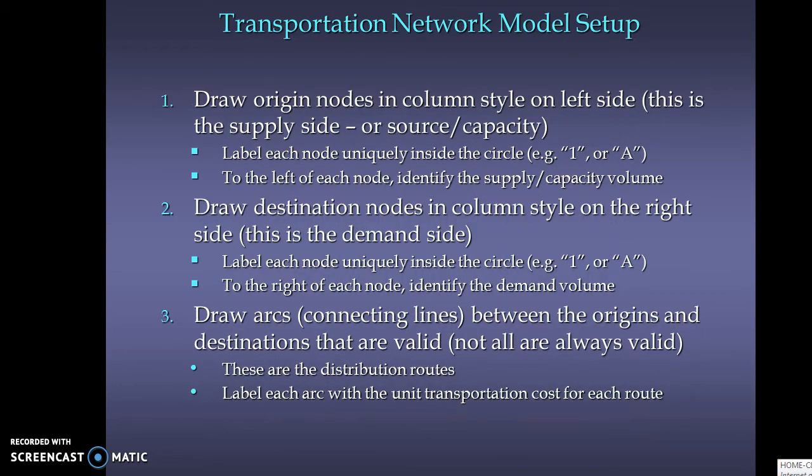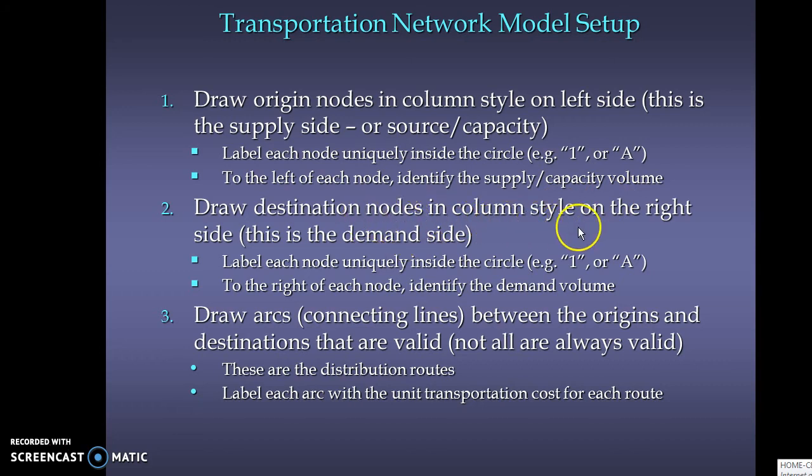Okay, so how do we do this when we want to prepare this graphically? We're going to draw the origin nodes on the left side of the sheet of paper. We're going to call that the supply side, source, capacity, and so on. We're going to label each node inside the circle uniquely, either number 1 or A, and so forth. And to the left of each node, we're going to identify the supply or capacity volume.